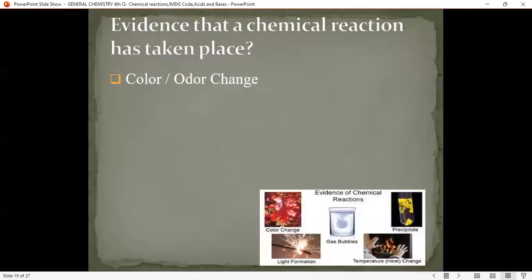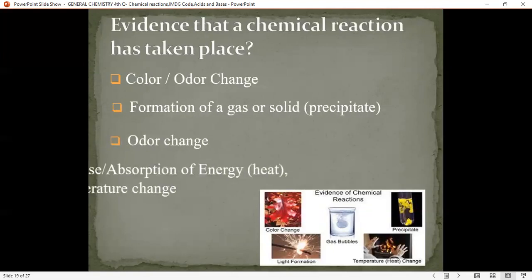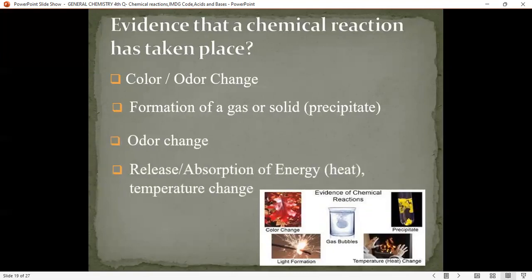So now let's go to the different evidences that a chemical reaction has taken place. Here you can observe our evidences. So there is a color or other change, like the smell or the appearance changing. And we also have the formation of a gas, gas bubbles. If there is bubbling on top of it, then a chemical reaction has taken place.